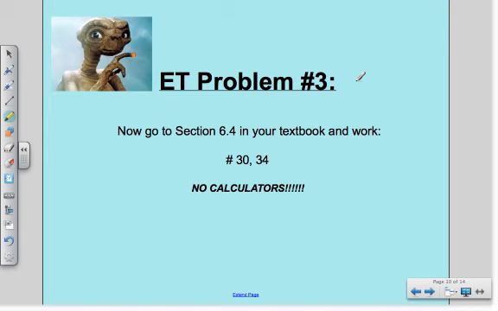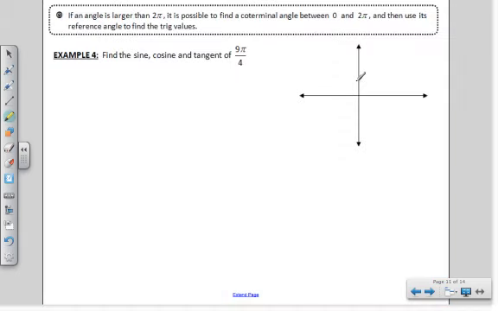All right, do number 30 and number 34. No calcs. Okay, sometimes we have an angle that is bigger than one revolution of the circle. One revolution, if you recall, is 2 pi.